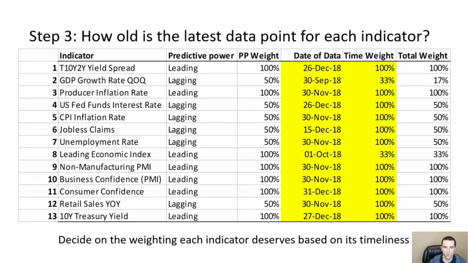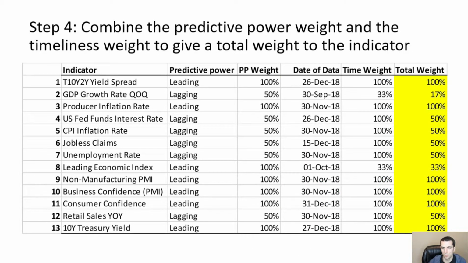So next, step 4, combine the predictive power weight and the timeliness weight to give a total weight to the indicator. So that's really just a multiplication of the predictive power weight and the time weight to come up with what that total weight is for the indicator. So I'm looking at predictive power plus timeliness when I'm coming up with that. And again, that just kind of gives me a good handle on how much credibility or how much weighting I should give each indicator when I'm putting together my score.